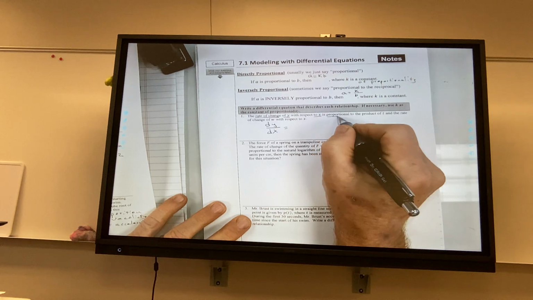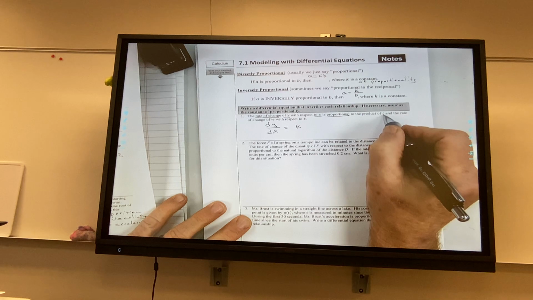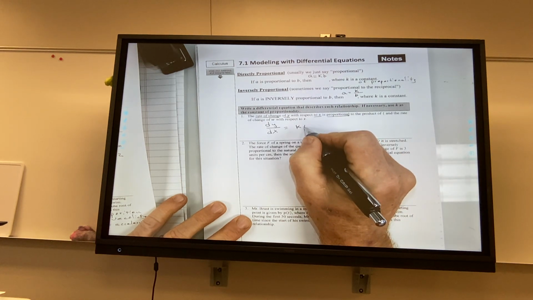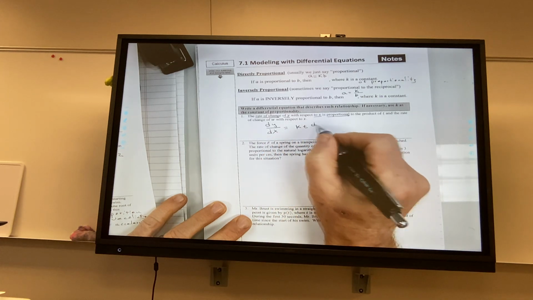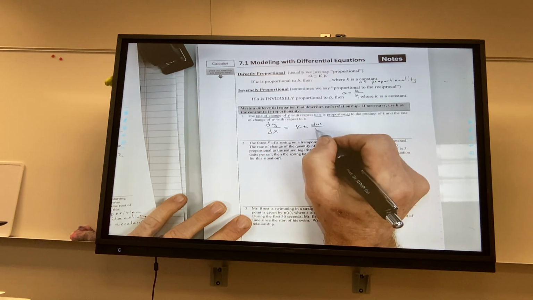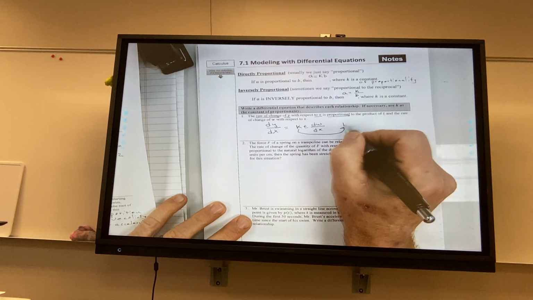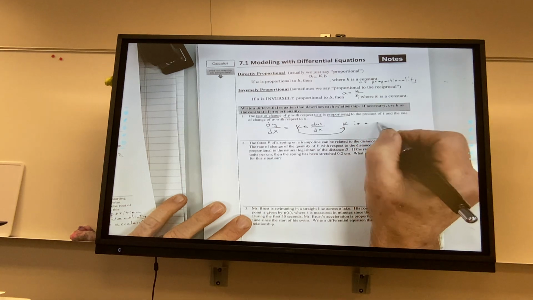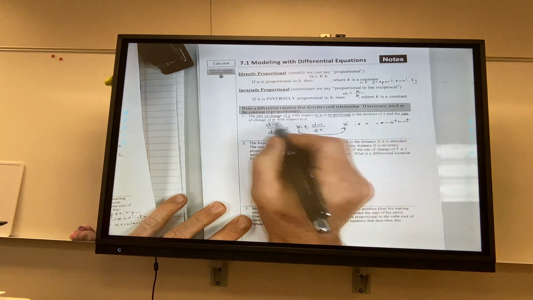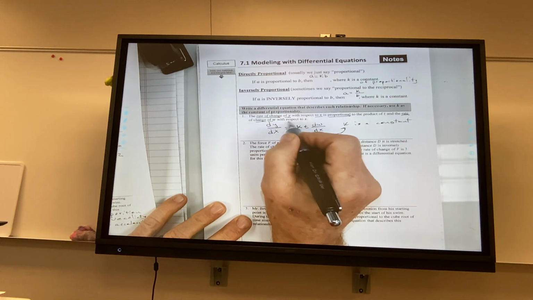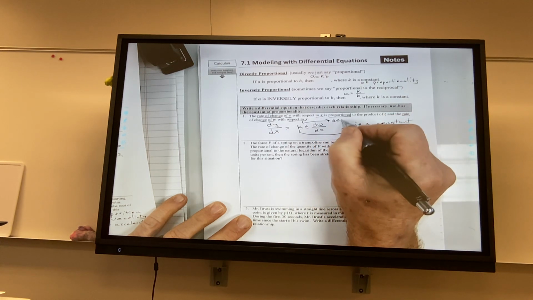So it says it is proportional, so I'm going to have that K, times the product of T and the rate of change of W with respect to X. So the only constant there is K. Again, we had those words, rate of change of W with respect to X. This will always be your denominator.